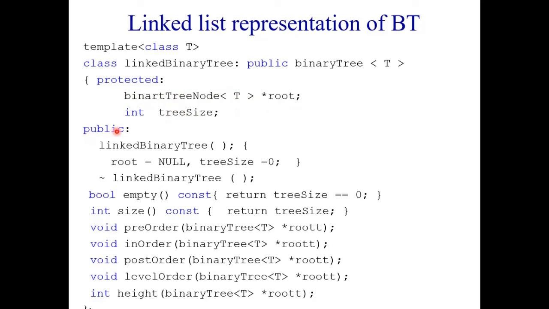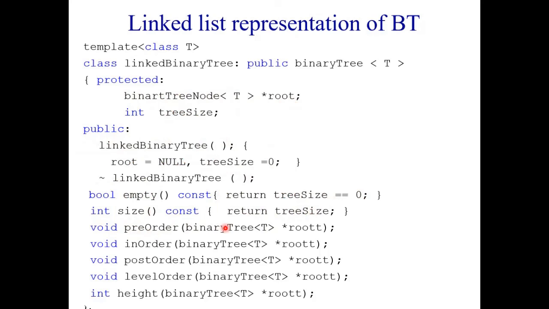And when it comes to public, I have a linked default constructor. It assigns the root with null and tree size as 0, and I have a destructor. I won't discuss all this again. The empty operation checks if tree size equals 0. If it is equal to 0, it returns true, else it returns false. Then size always returns the tree size.